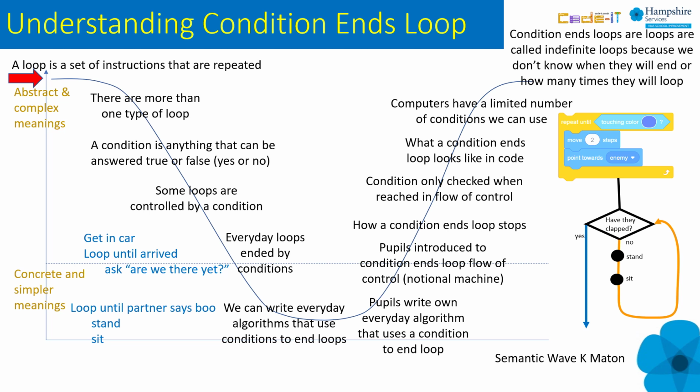What is a condition? Everyday examples. At the bottom we have concrete everyday examples of a condition ended by a loop in algorithmic form. Then the curve to the right is where we repack meaning, flow of control, concept in code, how it's part of the indefinite loop family. In the rest of the video we're going to unpick this even more.